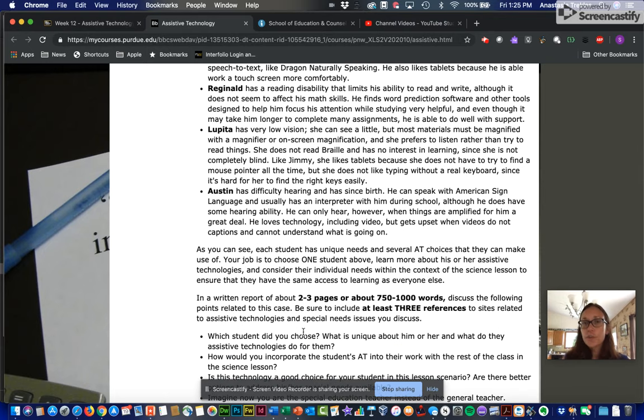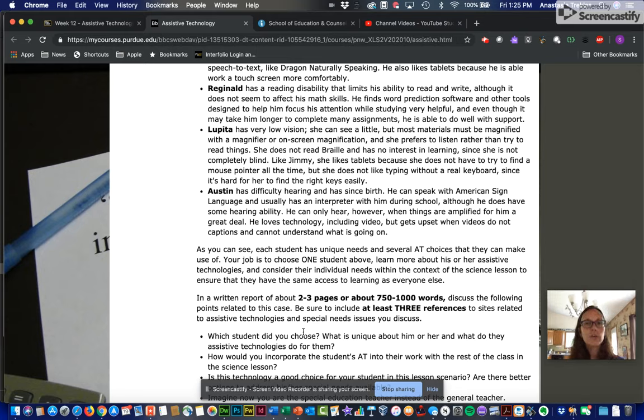Lupita has low vision. She's not blind, but she has very low vision. She needs things magnified. You can do that on a regular computer. You can do that on a phone. There's lots of places where you can do that, but she does not read Braille, because many people with low vision do not. So she fits in that category.